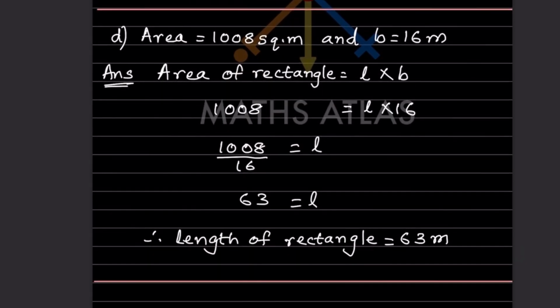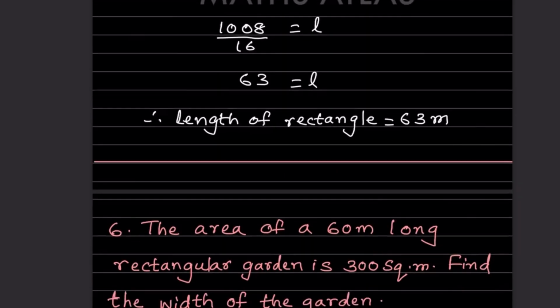Again over here the area is given and the breadth is given. Area of rectangle is length into breadth. Area is 1008. We don't know the length. The breadth is 16. 1008 divided by 16, that is the length. So 63 is the length. So the length of the rectangle is 63 meter.